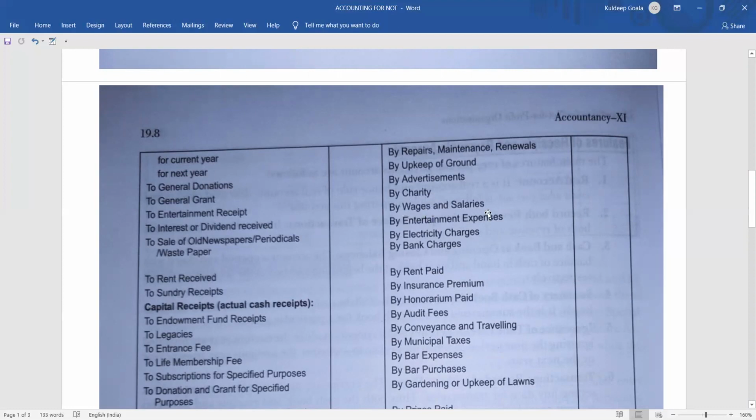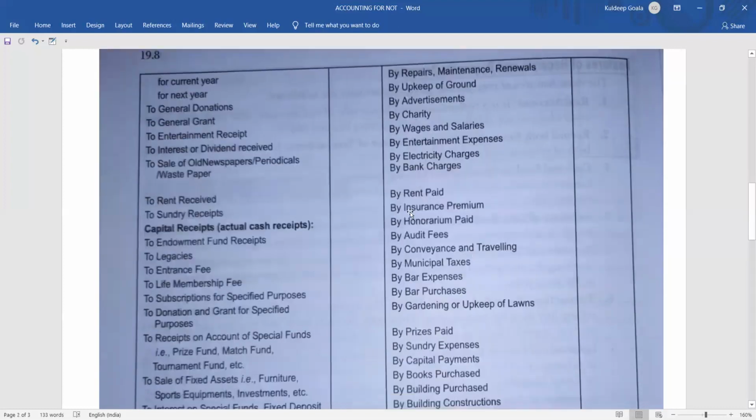Then by wages and salaries, you all know that. By entertainment expenses, that is also clear. Electricity charges. By bank charges means any charges that the bank is going to deduct. Now by rent paid, if we are taking any place on rent and using it, for that we have to pay rent. So that will be by rent paid. By insurance premium means if you have taken any insurance of anything of the organization, that will come under insurance premium.